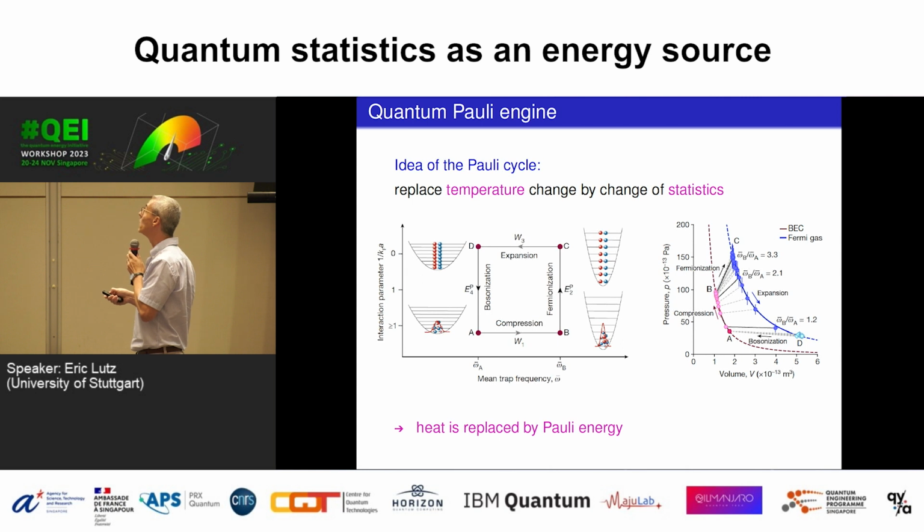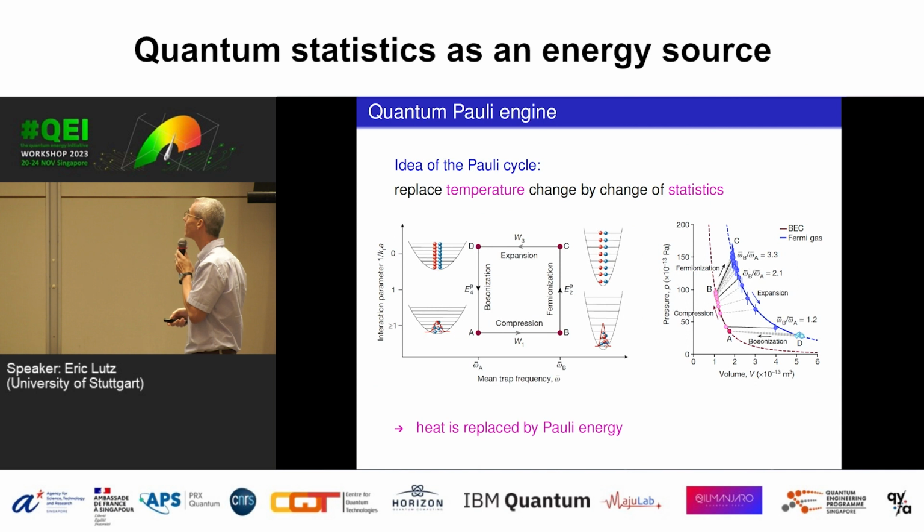I perform work on it, I compress it by changing the frequency of the trapping potential. Then I'm going to fermionize it. I'm going to change the statistics. So I'm going to go from the BEC to a gas of fermions. I'm going to have this Fermi energy. I'm going to have this Pauli energy exchange. And then I close the cycle by expanding it, by changing the frequency again, and then I go down to my initial state by bosonizing it one more time. So that's a sketch of the heat engine cycle.